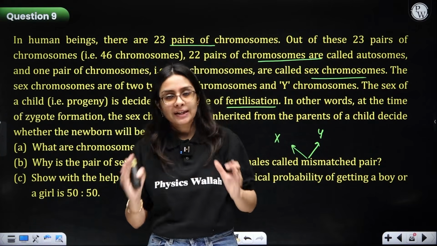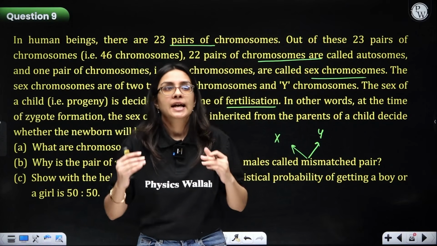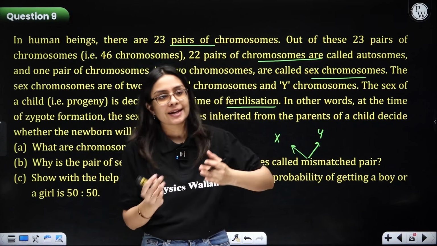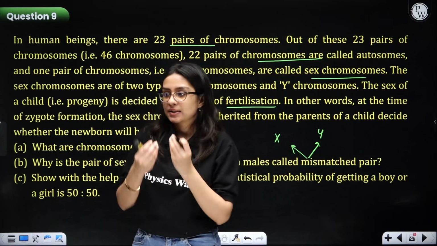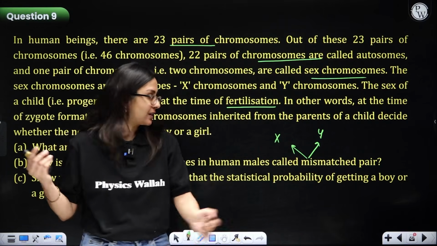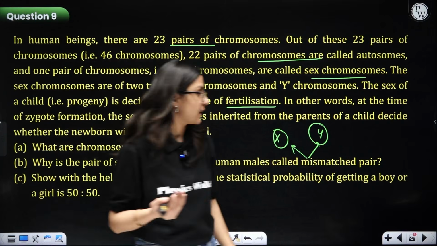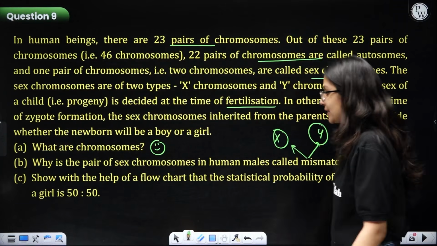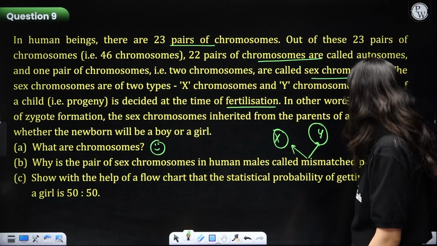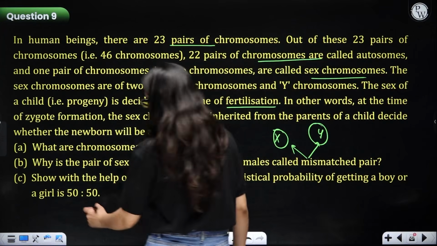So we need two individual chromosomes in males. If all the genes were the same, it would be either XX or YY. But certain genes are supposed to be on X, so it has an X chromosome. Certain are supposed to be on Y, so it will be a Y chromosome. They are different. Show with the help of a flow chart that the statistical probability of getting a boy or a girl child is 50-50.